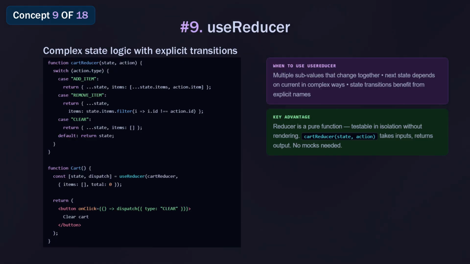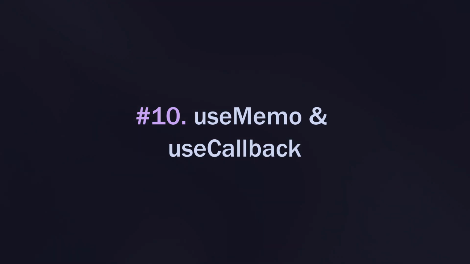The advantages. All your state logic lives in one pure function that's trivially easy to test. The state transitions are explicit and named. Complex forms, multi-step wizards, shopping carts, these are all good useReducer candidates. A common pattern is combining useReducer with context to create a lightweight global store, essentially Redux without the external dependency.